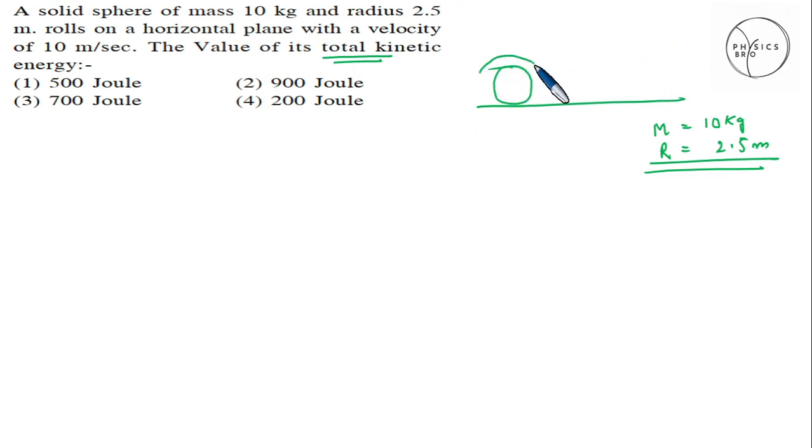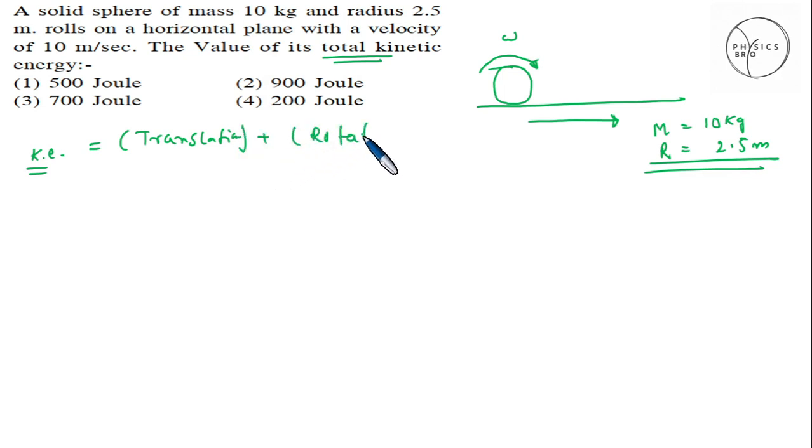So this is rolling. The fact is this is rolling, so there is an omega. And it's also translating, so there is a translation motion too. So there are two types of motion, so the kinetic energy has two terms: one is for rotation and one is for translation. So I am writing translation plus rotation. Two types of kinetic energy, and we will discuss it very carefully.